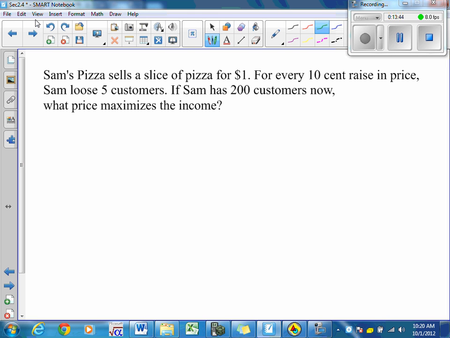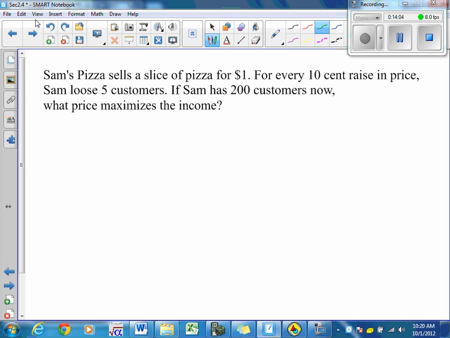Likewise, if Sam only charged $5 per pizza, he would sell a lot of them. I'd buy a lot more. They're only $5. However, he wouldn't make enough money to make a profit to be able to stay in business. So one of the things they have to do at any kind of business is determine how much do we charge. So that's what we're trying to figure out.